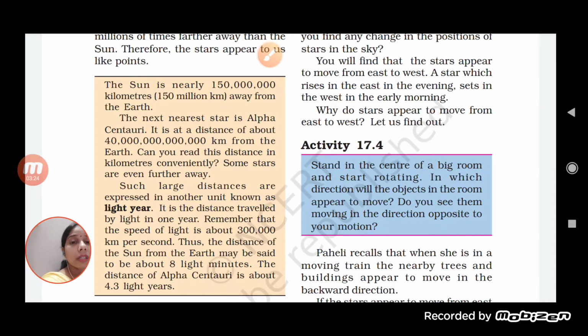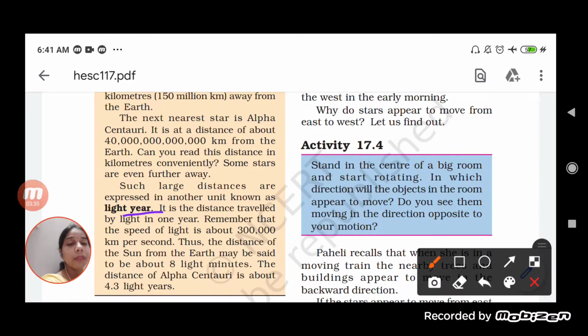See, such a large distance. Can you read the distance in kilometers conveniently? Some stars are even farther away. So such large distances are expressed in another unit known as the light year. See, this is the definition of the light year, students. It is the distance travelled by light in 1 year. Actually, if you want to tell the distance between your home and the school, you will tell it in kilometers, because we know that a kilometer is a measurement we use for a long distance, students, right?